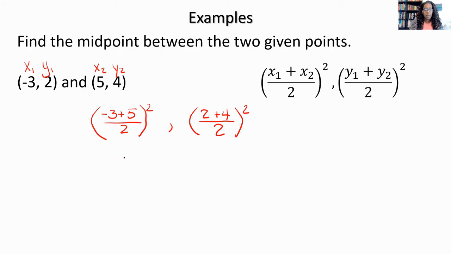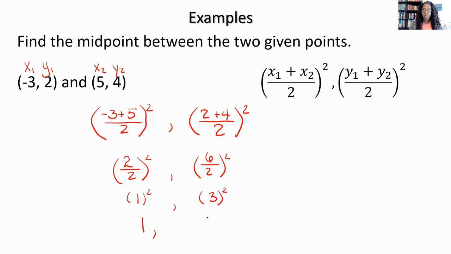-3 plus 5, that will give me a positive 2 over 2. And 2 divided by 2, that will give me 1. And 1 squared is just 1. So my x value is going to be 1. Now let me do my y value. So we have 2 plus 4, that gives me 6. 6 divided by 2, that will give me 3. And 3 squared will give me 9. So the ordered pair for my midpoint is going to be 1, 9.